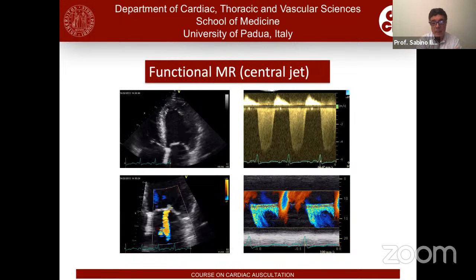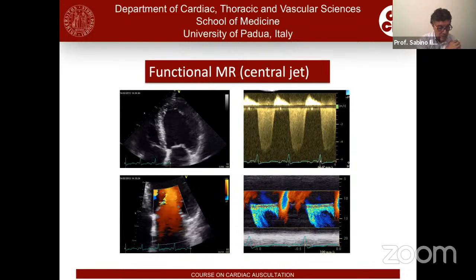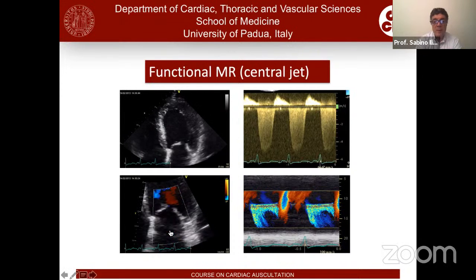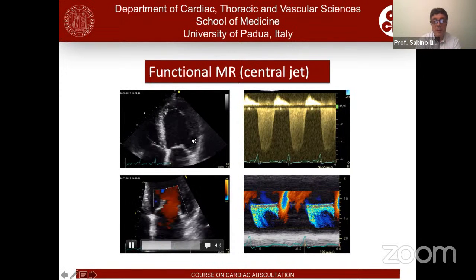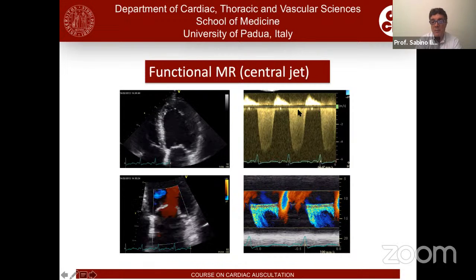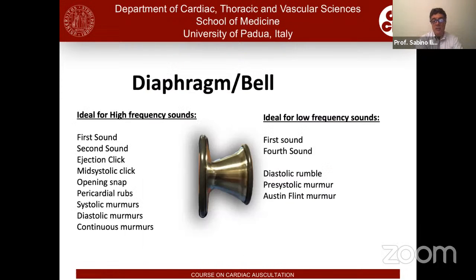So this is an echocardiographic example of a mitral regurgitant jet here in the lower left of a patient with poor left ventricular function. And you can see in the upper left, the left ventricle, in the upper right, the continuous wave Doppler, and here the color Doppler.